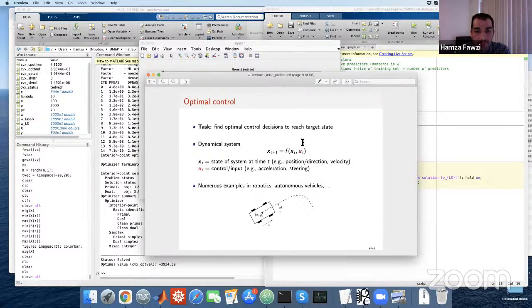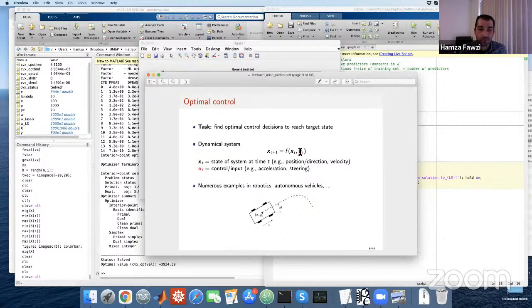Think, for example, of an autonomous car. You're trying to control an autonomous car. This autonomous car is a physical system, and it has certain equations of motion you can write. What you have to control in an autonomous car is essentially the acceleration and the steering, and what you would like is for your car to follow a certain path.